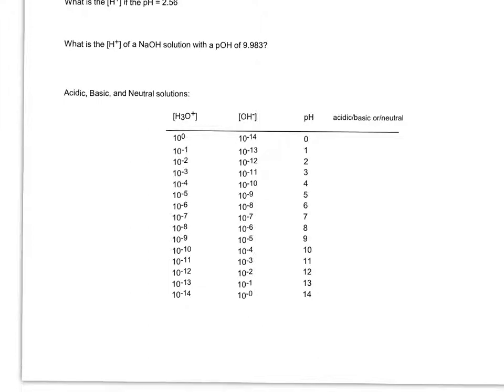Last lecture, we talked about pH and pOH. We also discussed that if your hydronium concentration is greater than 1 times 10 to the negative 7 molar, you're going to get an acidic solution. If your hydroxide concentration is greater than 1 times 10 to the negative 7 molar, then you're going to get a basic solution.